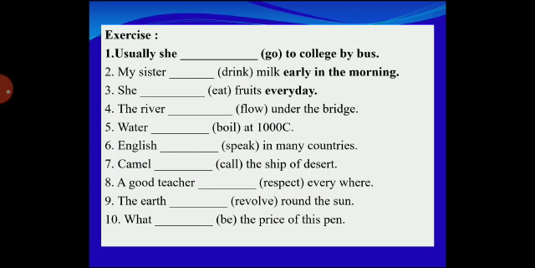The next sentences are the same. Camel is called the ship of the desert. A good teacher is respected everywhere. Okay, positive structure. The earth revolves around the sun. What dash be the price of this pen? Sometimes they will give the B, so we have to give the B form.